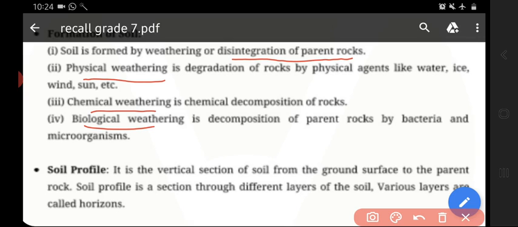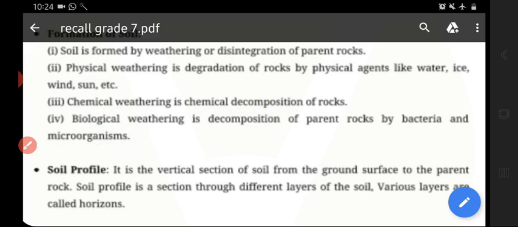Physical weathering involves factors like water, ice, wind, and sun. So they are responsible for the formation of soil in physical weathering. Whereas chemical weathering is the chemical decomposition of rocks. Biological weathering is the decomposition of parent rock by the action of bacteria and some other microorganisms.